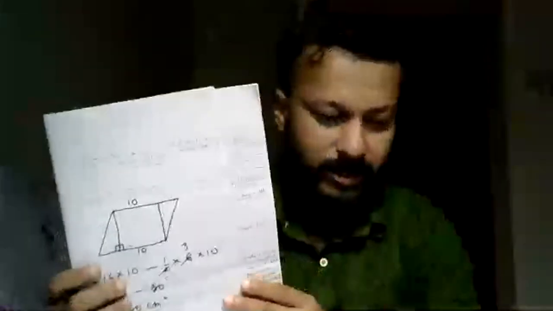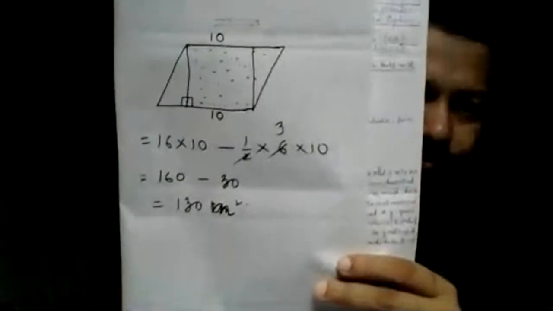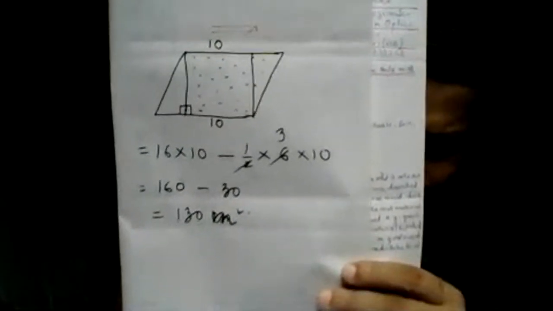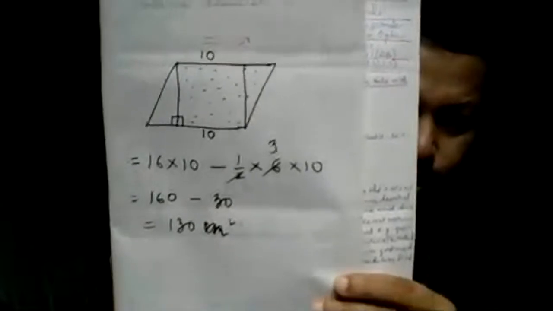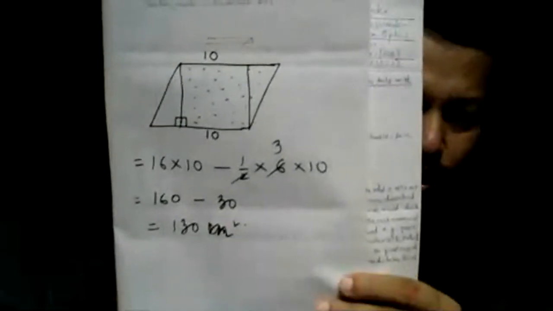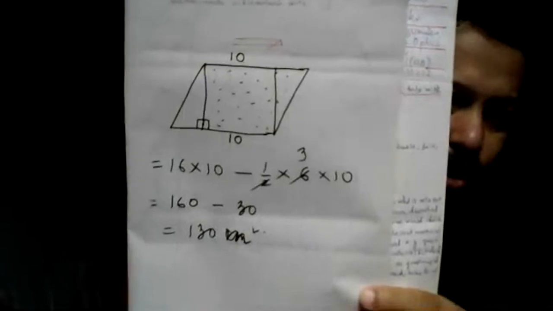If I calculate 160 minus 30, 130 centimeter square is the answer. Oh, this is meter. So 130 meter square. This is the answer. Understood? Solve it, all of you. Those who have not solved yet, solve it.